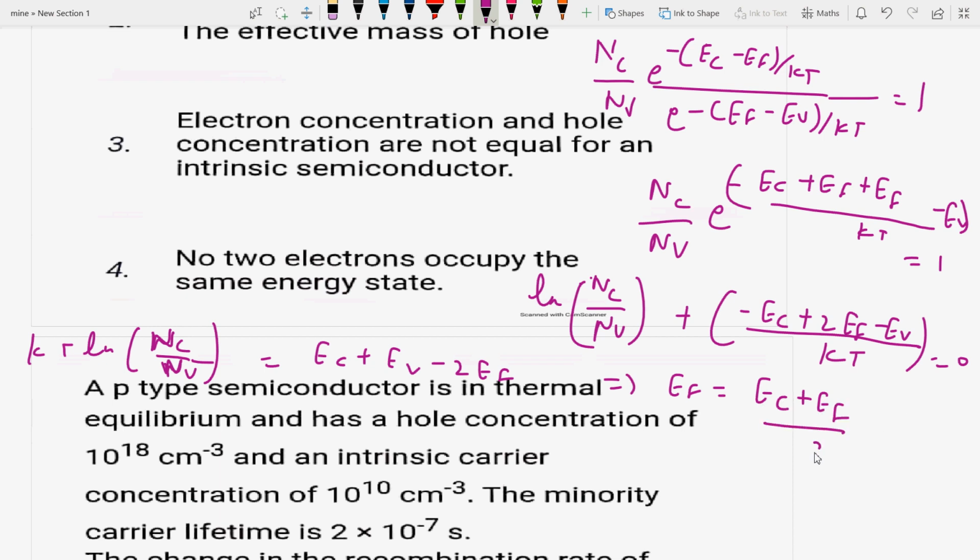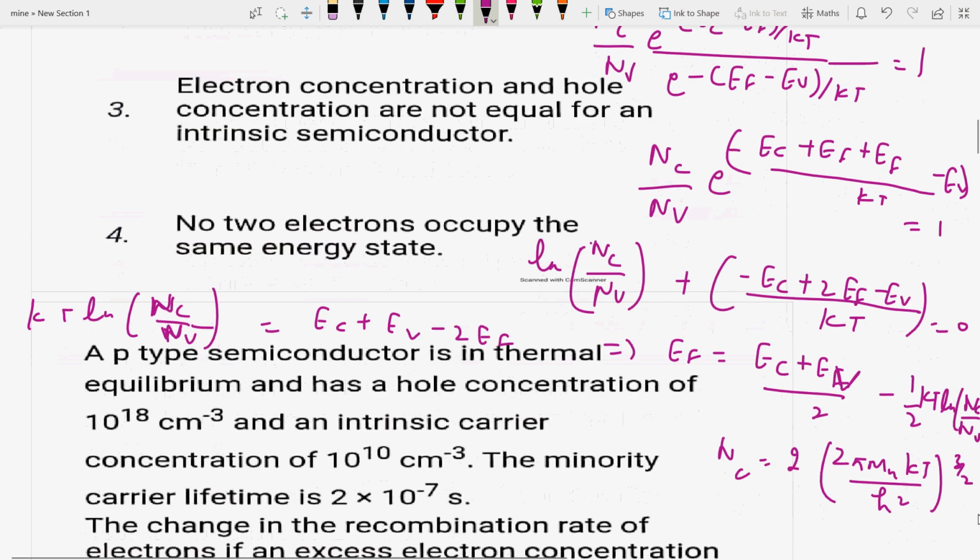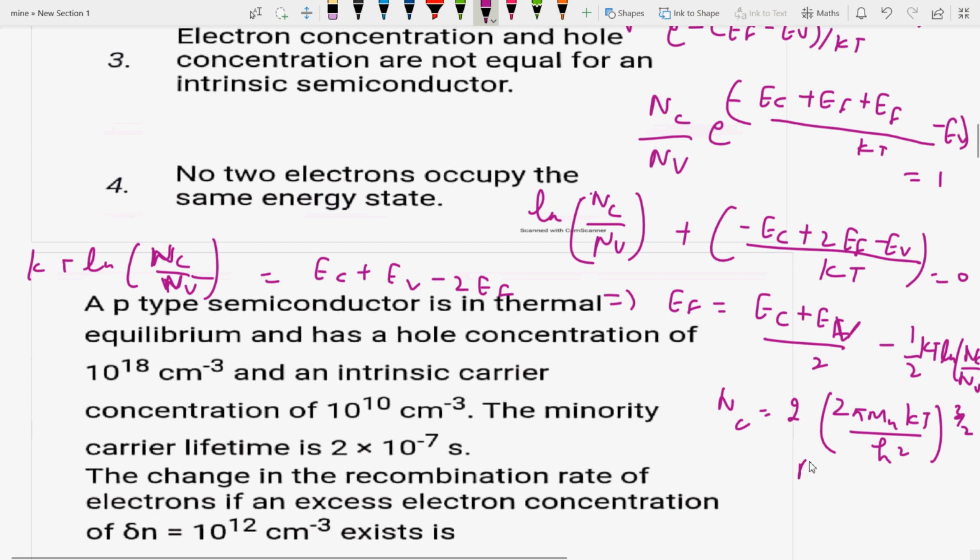EF is equal to (EC plus EV) by 2 minus half of KT ln(NC upon NV). So this NC is equal to 2 into (2 pi m_n KT upon h square) whole to the power 3 by 2. Okay, and then NV is equal to 2 into (2 pi m_p KT by h square) to the power 3 by 2. So this is the formula.